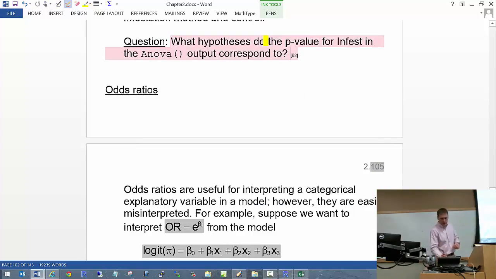Okay, now we get to where we left off. We're going to talk about odds ratios, because now what we like to be able to do is that we have these qualitative variables in our model. We want to be able to interpret their effect on the response.